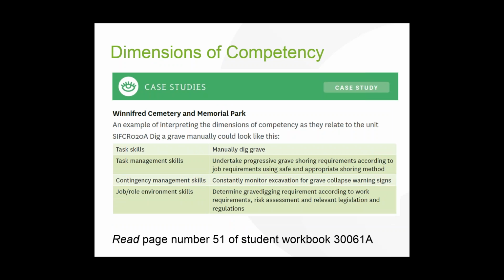Now, the second thing this task is asking is dimensions of competency. If you want to know more about dimensions of competency, go to page number 51 of student workbook 30061A. We are saying each competency has 4 dimensions: task skills, task management skills, contingency management skills, and job role environment skills. You can find this example on page 51, but I'll give you another, simple one.